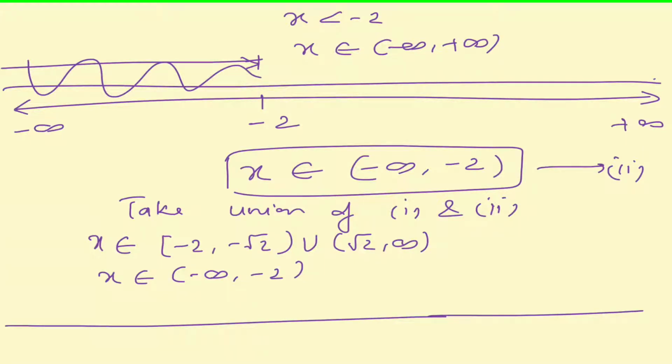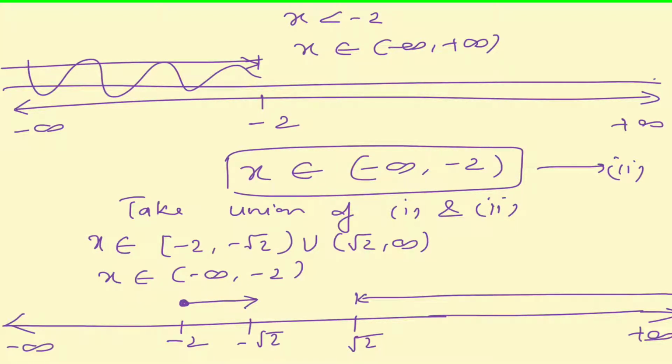So the union: minus 2 will come here, minus root 2, plus root 2, and plus infinity, minus infinity. So minus 2 to minus root 2 is from here to here, and plus root 2 to infinity. Even though in the second one it is minus infinity to minus 2, the union is from here to here and then from here to here. So that is x belongs to minus infinity to minus root 2 union root 2 to plus infinity.